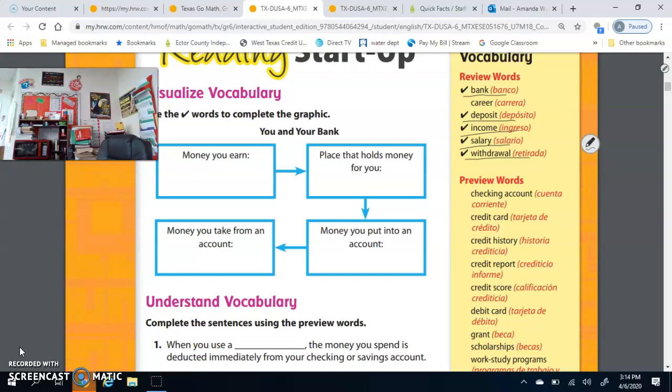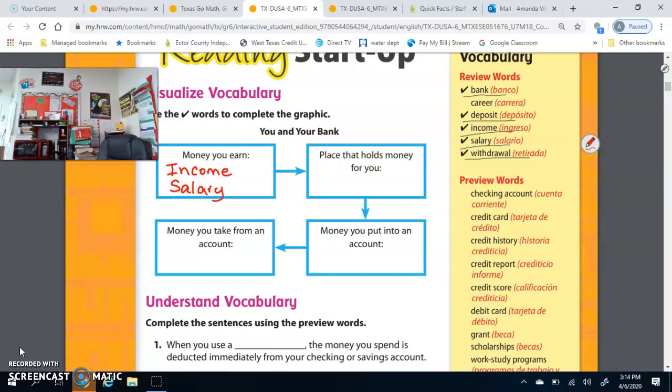All right? So let's look at you and your bank. The first blue box, money you earn. Well, we should all know by now, money you earn should be your income. And that's the first word we're going to write, income. Or it's sometimes called the salary. Those are 2 words that tell you that's money you have made through your job.